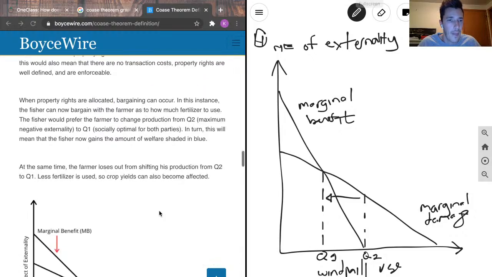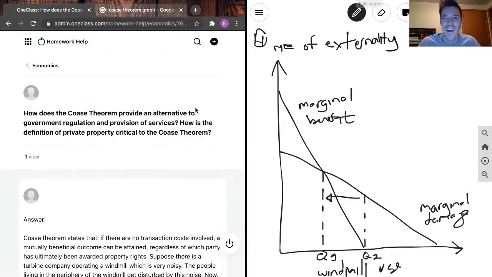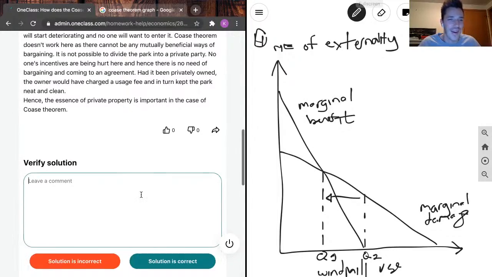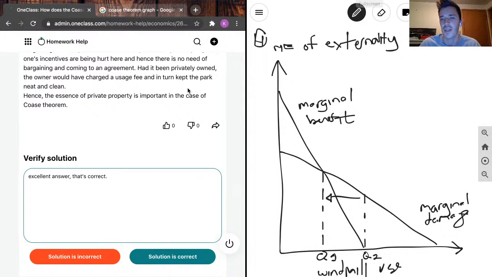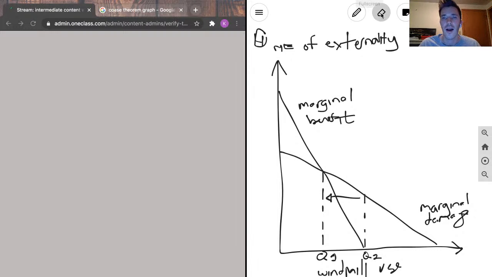It's been a long time since I drew this graph. I apologize for the somewhat rough explanation, but this was an excellent answer by our junior tutor. You can look into it a little further if you just Google Coase theorem. The gist of it is that in the absence of transaction costs, an efficient outcome can be reached if property rights are assigned. Question 5.